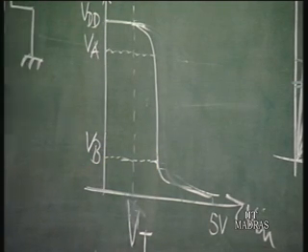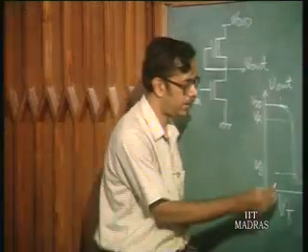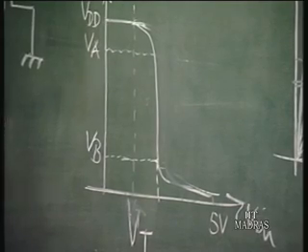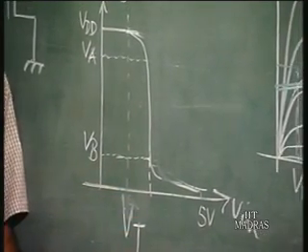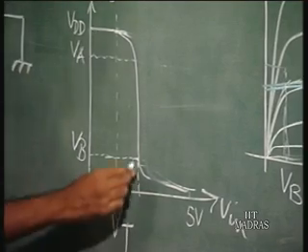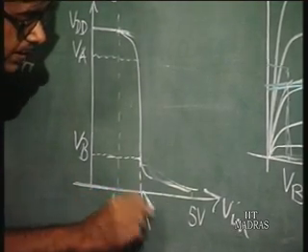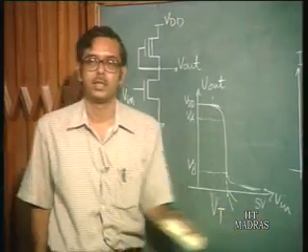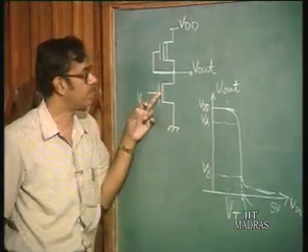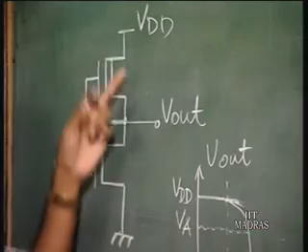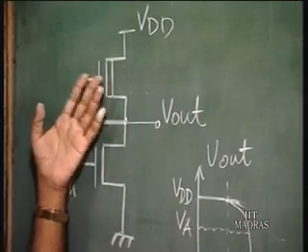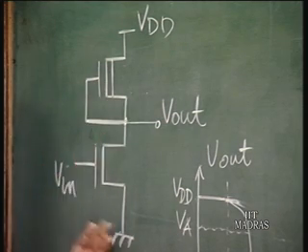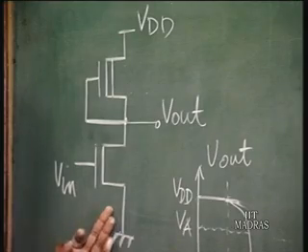Let us make a very simple analysis and see what is this value of Vin when both the transistors are in saturation. How do you find that out? Basically, in that region of operation, we have to equate the saturation current of the load transistor with the current flowing in the driver transistor.